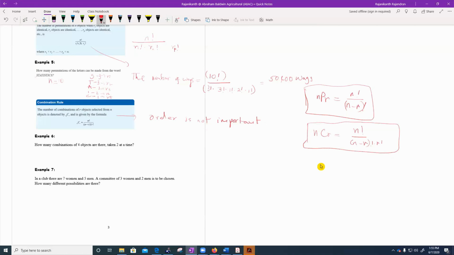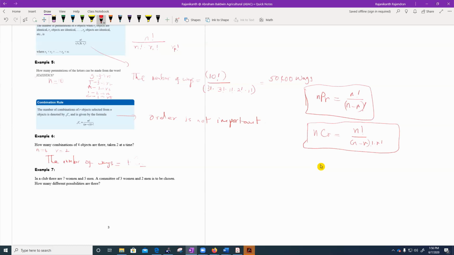Look at this problem. How many combinations of four objects are there taken two at a time? You are given four objects, so my n is now four. You need to choose R, two at a time. But remember, they are not talking about the order, right? Simply choosing. So that means you need to use the number of ways we could choose, 4C2 ways, right?